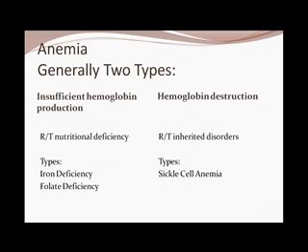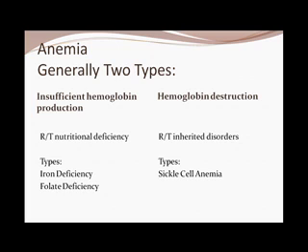Anemia is another issue that can be a pregestational issue that can affect pregnancy. There are generally two types: those with insufficient hemoglobin production and those with hemoglobin destruction. As far as the insufficient hemoglobin production is concerned, this is generally related to nutritional deficiency. Deficiency of what? Iron deficiency and folate deficiency.